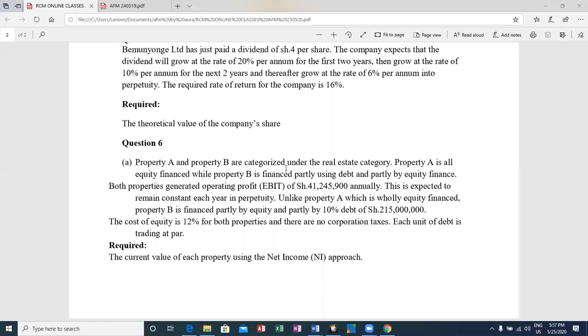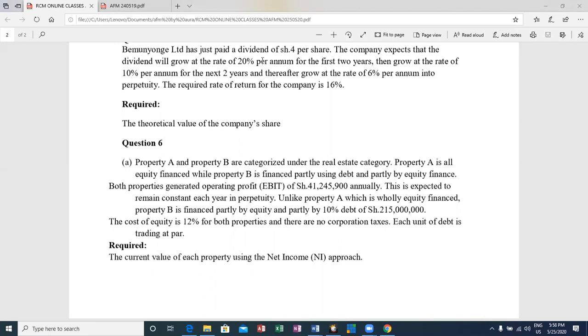Property A and property B are categorized under the real estate category. Property A is all equity financed, it doesn't have any debt, while property B is financed partly using debt and partly by equity finance. Both properties generated operating profit, which is EBIT, of 41,245,900 annually. This is expected to remain constant each year in perpetuity.